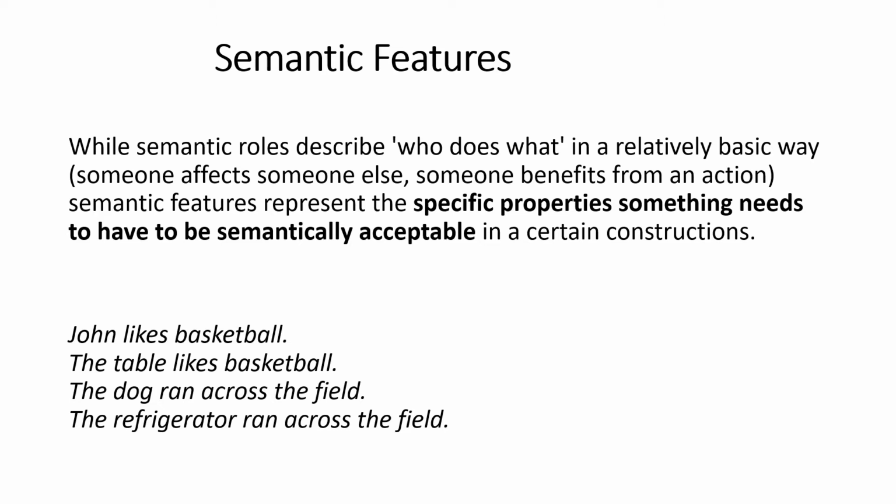Next example: the dog ran across the field. The dog could run across the field. It's understandable. Next, the refrigerator ran across the field. How is it possible? How can a refrigerator walk? So these are the things that we will understand. The subject or doer of the action must be alive, a living thing that can perform actions.